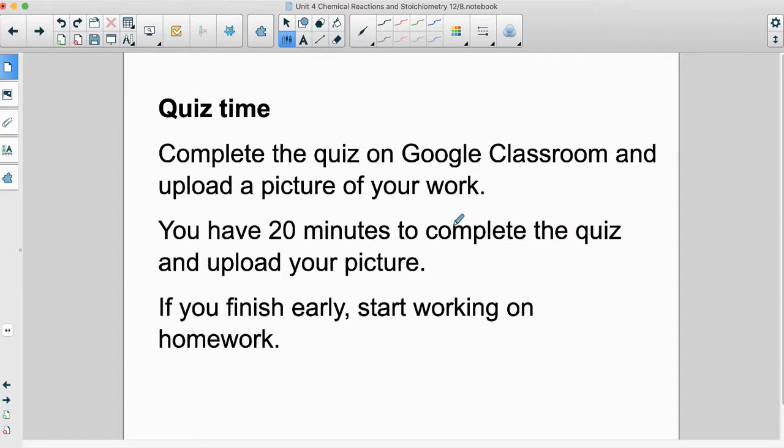So then we spent some time answering some questions on the chemical reactions lab. A couple different things on that lab that we went over, and then there was time to work on the practice quiz on Google Classroom.